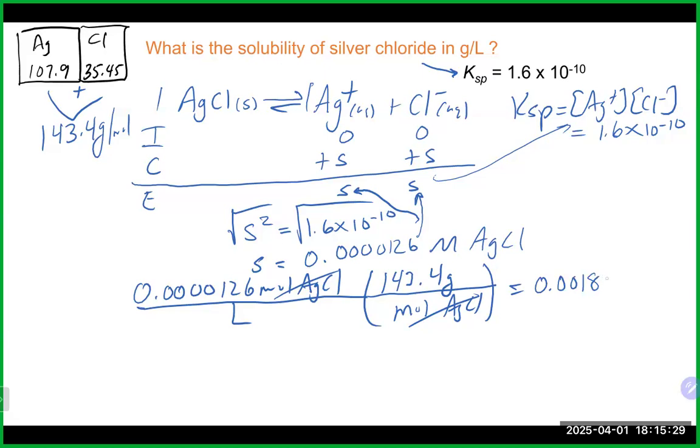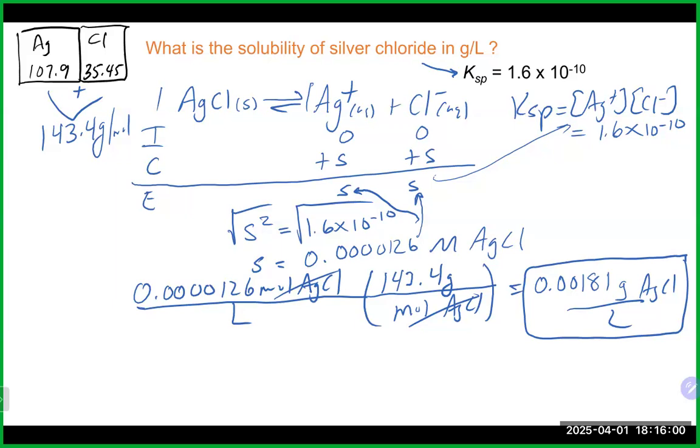So that's 0.0018 grams per liter of silver chloride. This calculation tells us how many grams of silver chloride we could get to dissolve in 1 liter of solution, or 1,000 milliliters. Essentially, you could get a whopping 0.002 grams of silver chloride to dissolve in 1,000 milliliters of water. Is that a lot? That is not.